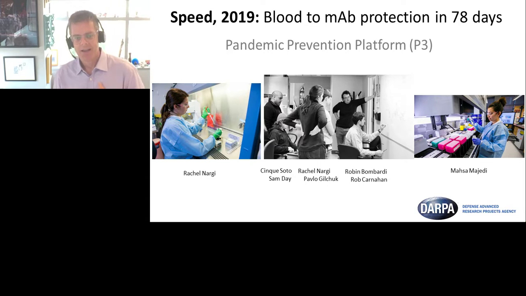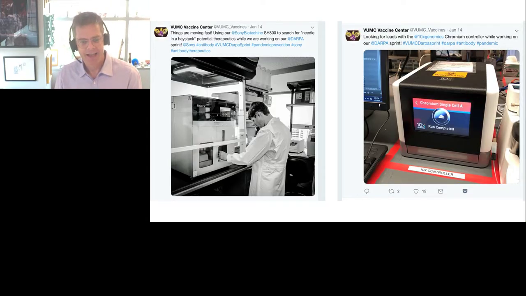Our team, I did not agree with this. Our team was excited and fairly confident that they could do this first sprint. The first target was 90 days actually. And they thought, well, we can do this in 90 days. And I was skeptical, but to hold ourselves accountable, we were tweeting this out live.